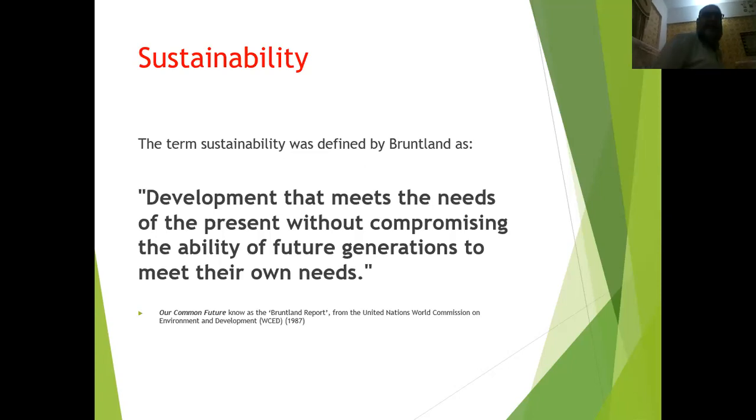So if you go to sustainable energy, alternate energy, that means you want to be sustainable. So what is sustainable? A scientist, Brundtland, defined it as the development that meets the needs of the present without compromising the ability of future generations to meet their own needs. This was in 1987.